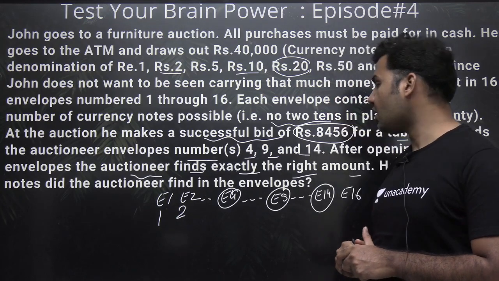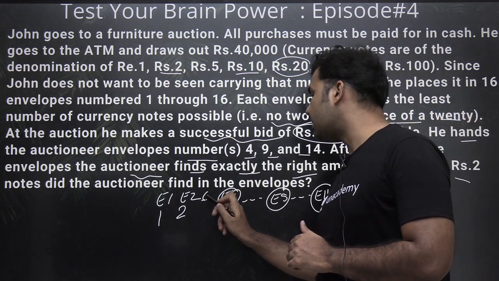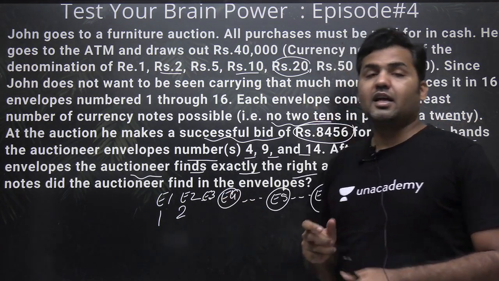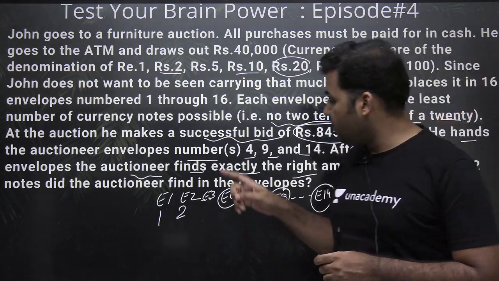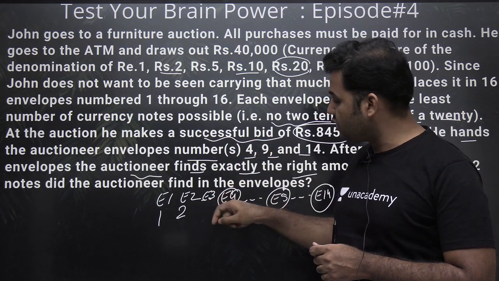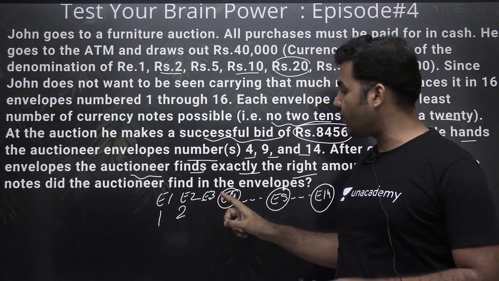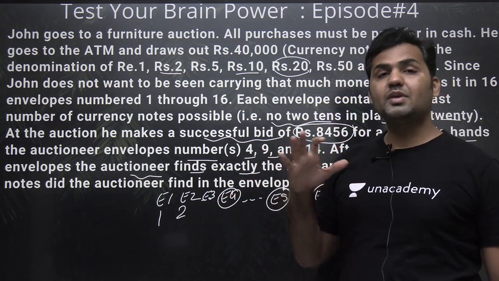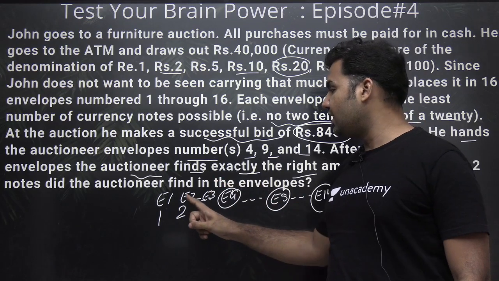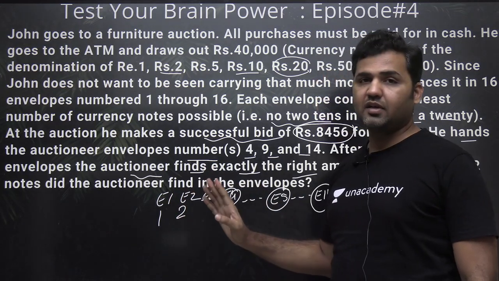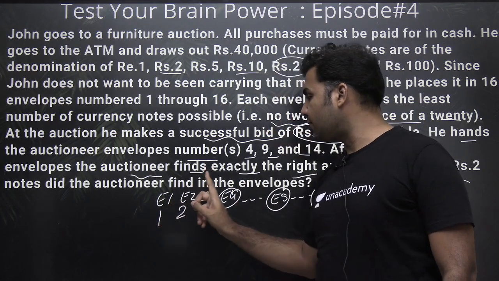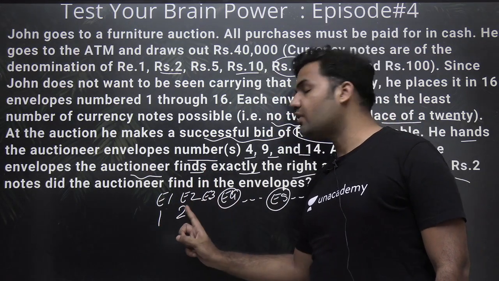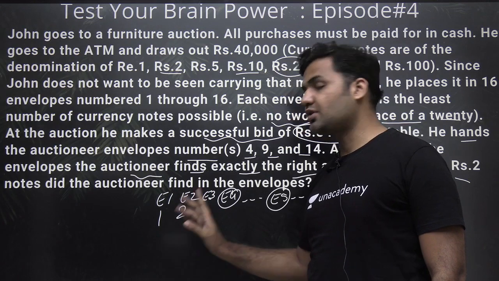Now, what will he do with envelope number 3? See, if he's purchasing something worth 3 rupees, does he need to put 3 rupees in envelope number 3? No. Why? Because a demand of 3 rupees can be fulfilled by using envelope number 1 and envelope number 2. So he can hand over envelope number 1 plus envelope number 2 to hand over the money of 3 rupees. 1 plus 2, 3.